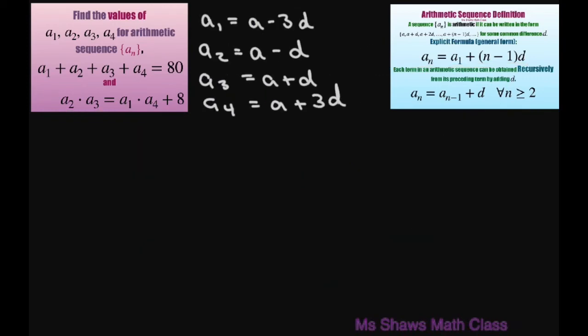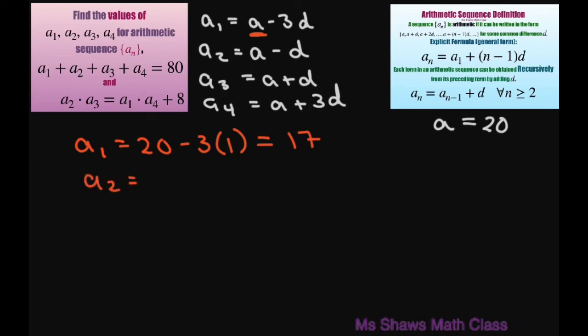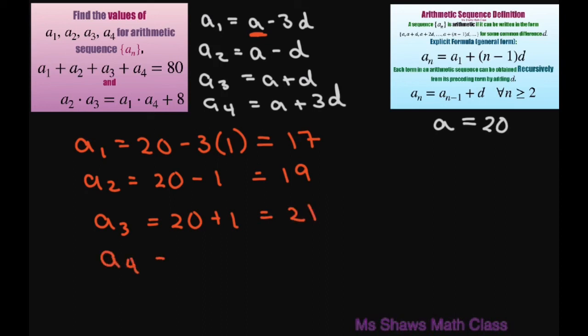This is what I have. So basically your first term, remember we got a equals 20. So if a is 20, then we have a sub 1 equals 20 minus 3 times d, which is 1. And that's going to equal 17. Then a sub 2 is going to equal 20 minus 1, which equals 19. A sub 3 equals 20 plus 1, which equals 21. And a sub 4 equals 20 plus 3, which is 23.